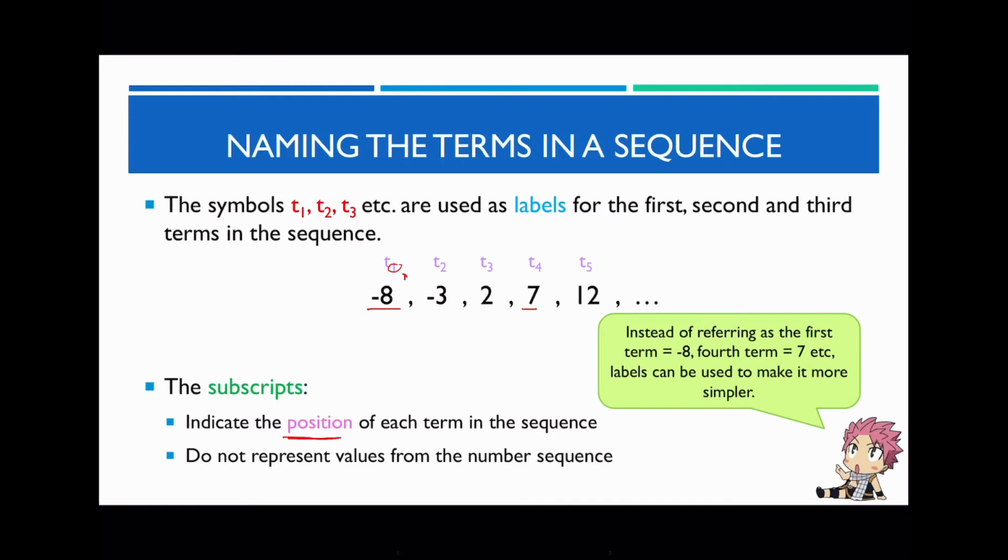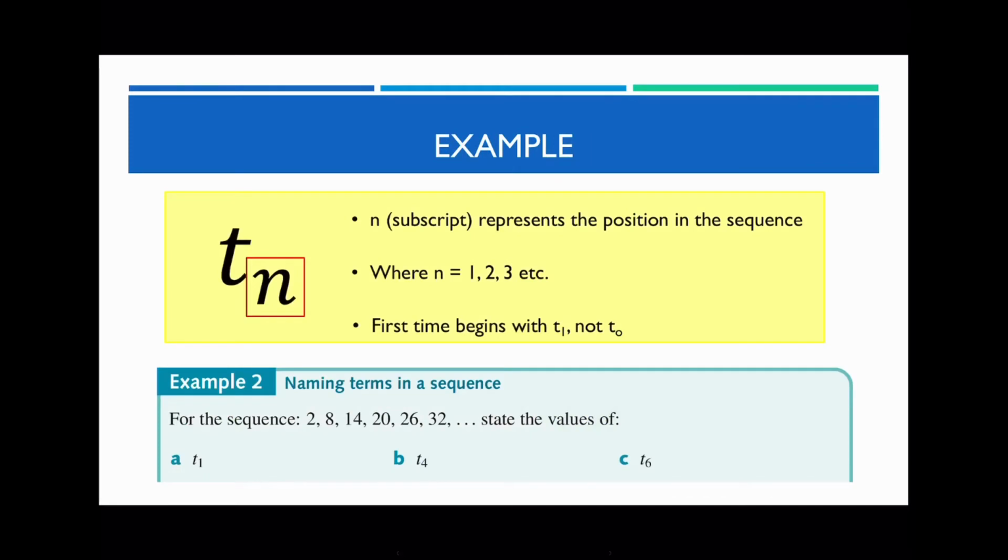If we were trying to label a term that wasn't shown in the sequence at all, we could use this same label system to refer to it. So for instance, if you want to identify the 100th term, then you'd write T subscript 100. This is just another example to show you how we could use these labels to indicate the position within a sequence. So this over here is a general way of representing or labeling terms within a sequence.